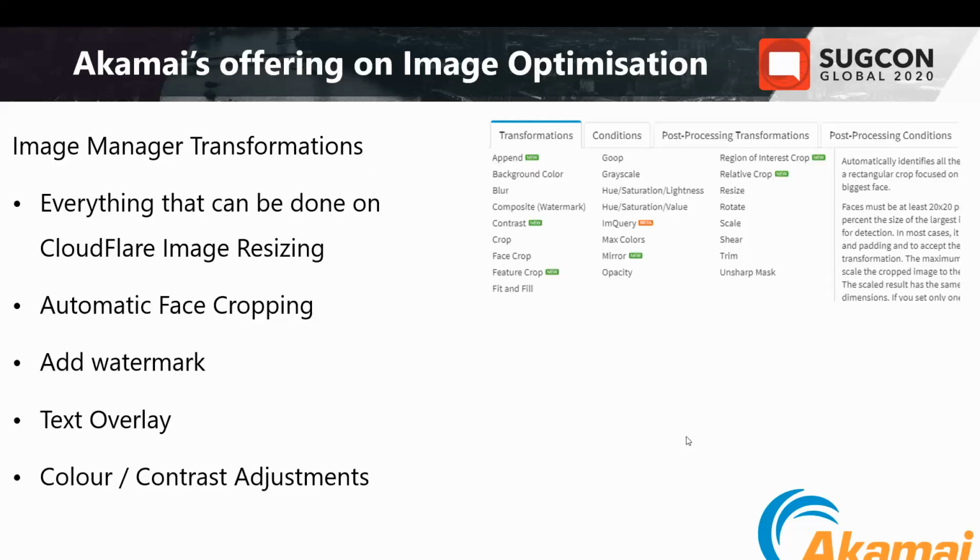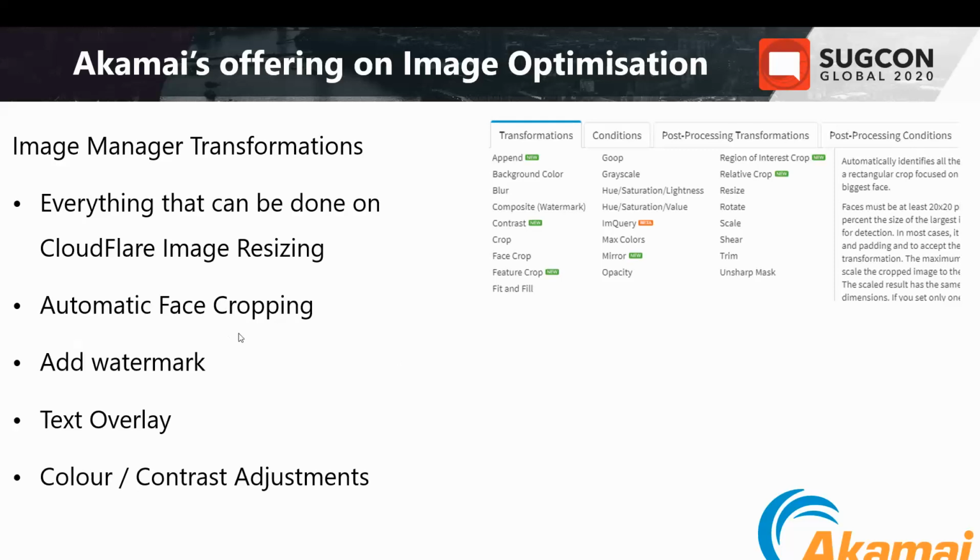Some of the transformations that are available from Akamai Image Manager: everything that can be done from Cloudflare image resizing can be done as well. You can see a massive list here on the right-hand side of all the transformations available. I just want to quickly call out some of the really cool ones, like automatic face cropping. It uses machine learning and a face recognition algorithm to work out where people's faces are and automatically uses that as a focal point and crops around it.